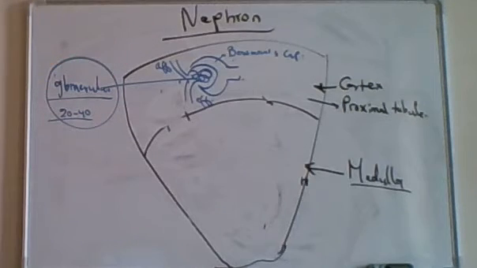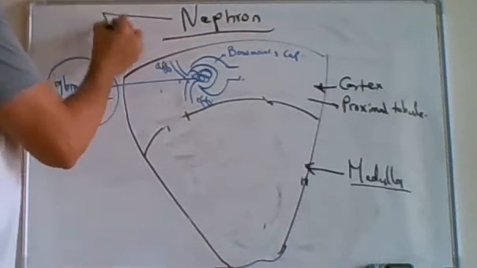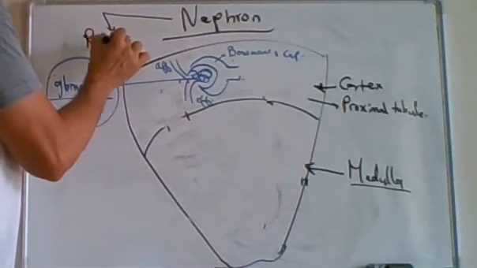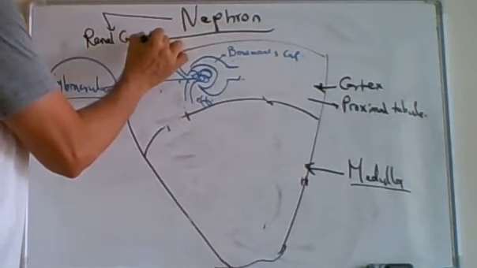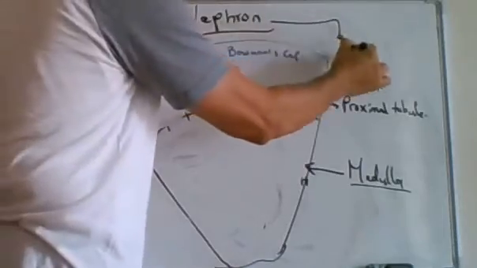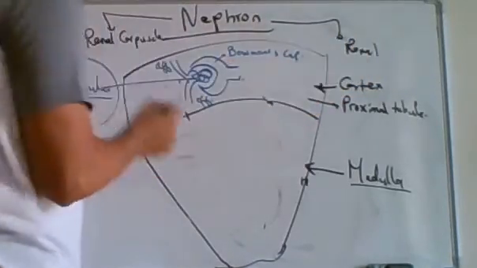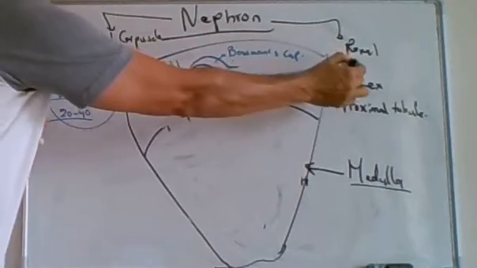Nephron. The nephron is the structural and functional unit of the kidney, and each kidney contains about a million nephrons. The nephron is formed of the renal corpuscle and the renal tubule.